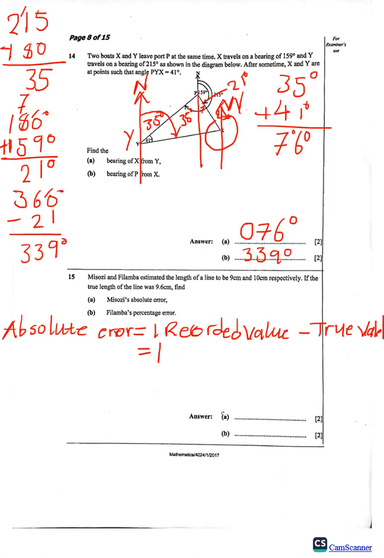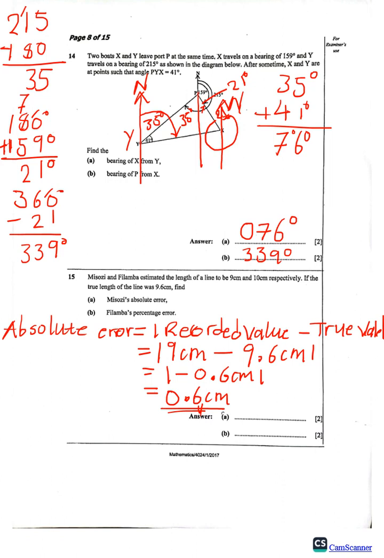So here we are going to put our 9 centimeters minus the true value, which is given as 9.6 centimeters. So if we do the math, we are going to get negative 0.6 centimeters. Now the final answer should always be positive. So after removing these absolute symbols, our final answer is 0.6 centimeters.